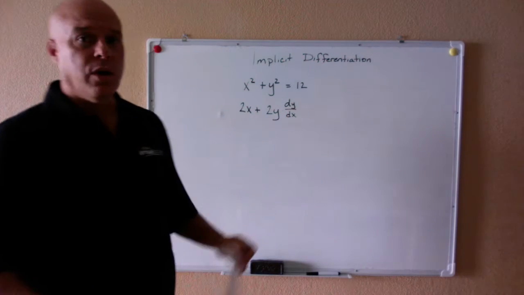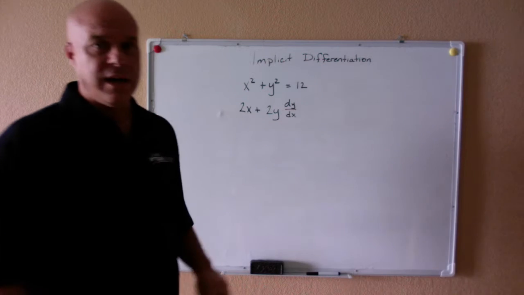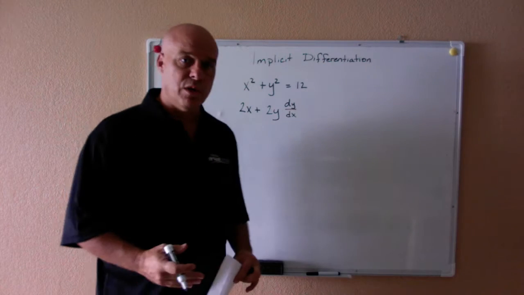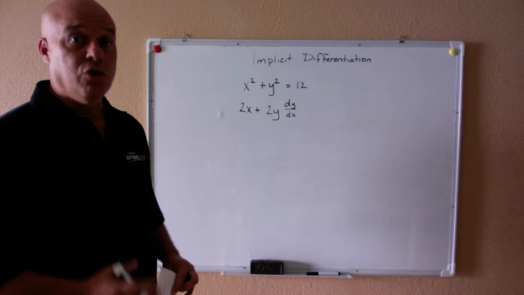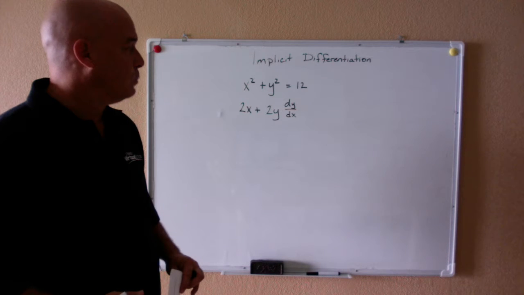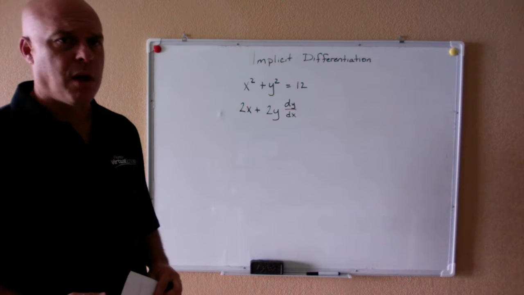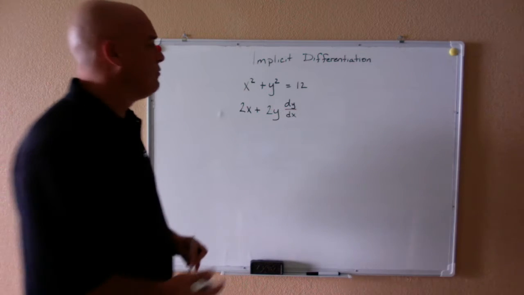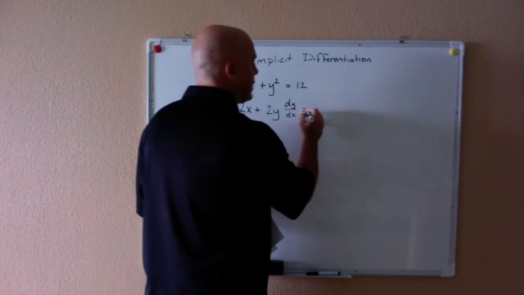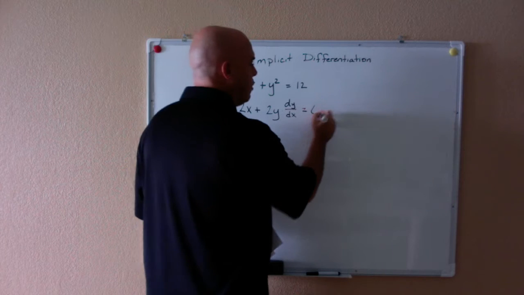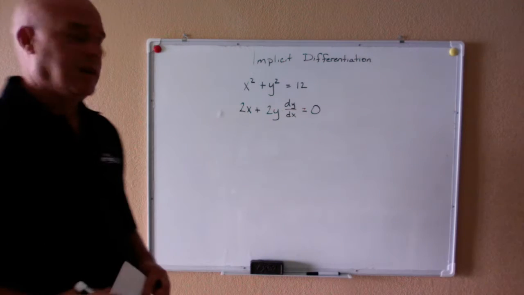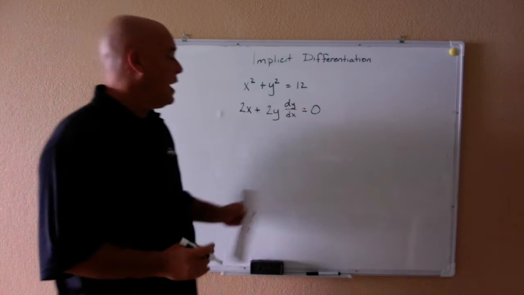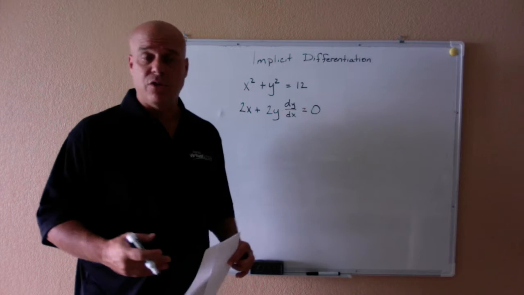Now, I noted the notation here, dy dx. Remember that notation really doesn't matter. I can use y prime there if I want to simplify this problem a little bit, make the notation look a little bit easier. Either notation is fine. And then on the right-hand side, I've got the derivative of 12, which is going to be 0. The derivative of any constant is 0. So now I have this thing solved. I've taken the derivative for it.